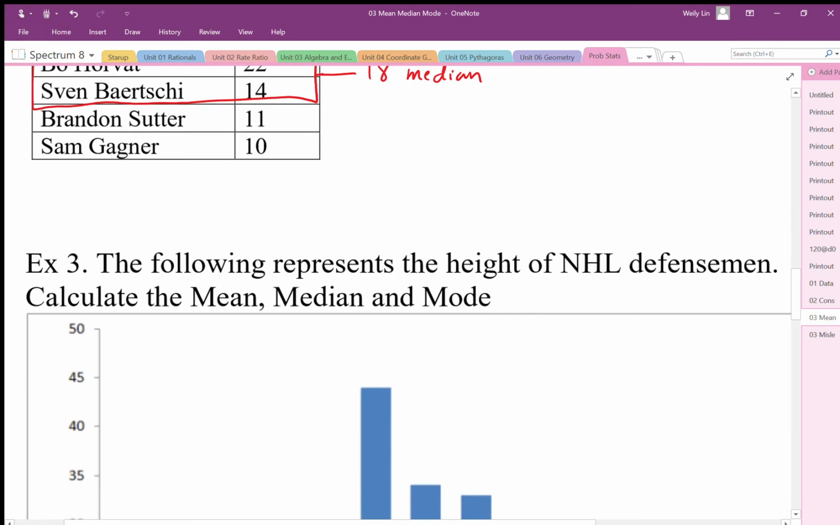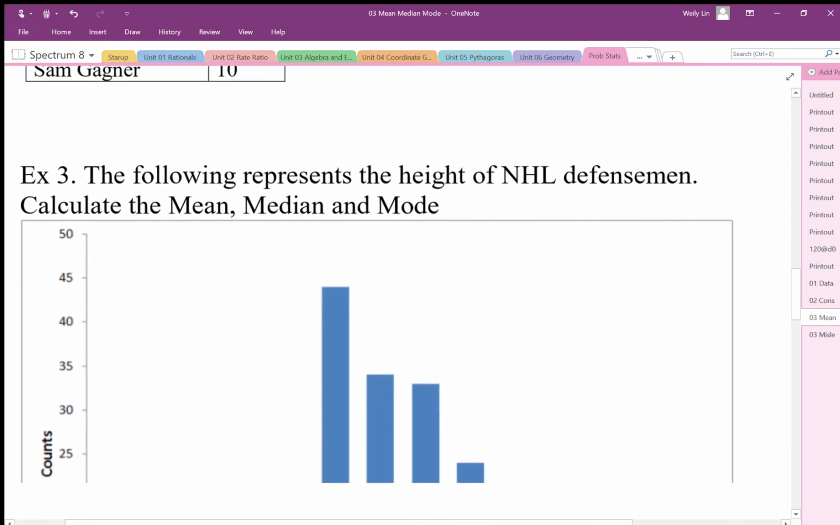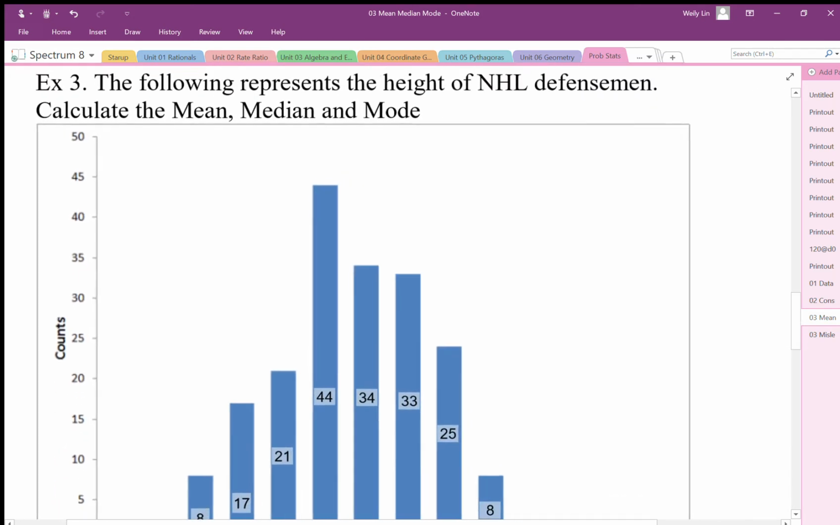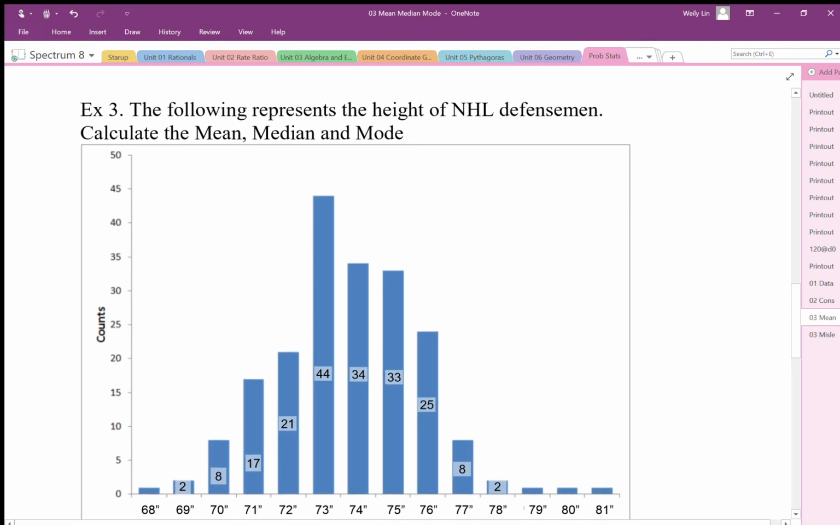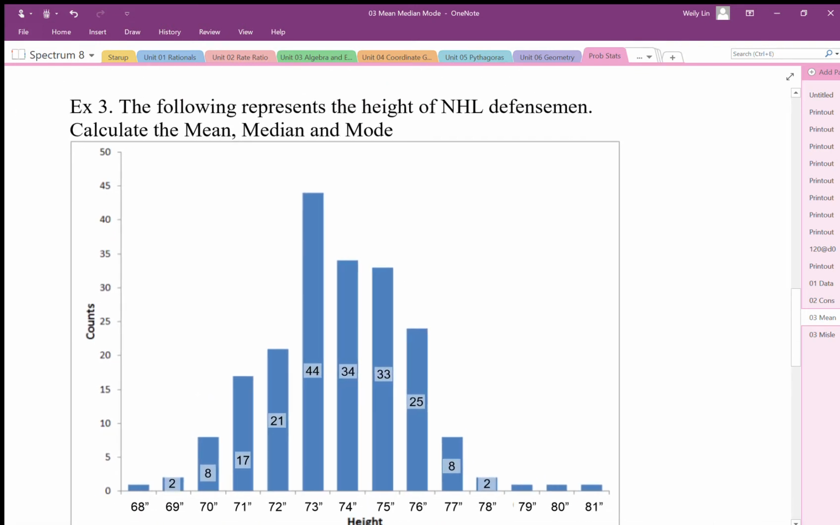So for this next one, this is a bar graph, so this is a little bit harder to calculate because to do the mean, median, and mode, there are quite a bit of calculations here. Okay, there's some programs that might do this. In fact, if you know how to use Excel, you probably can do this fairly easily. But here are the different heights of the NHL defensemen.